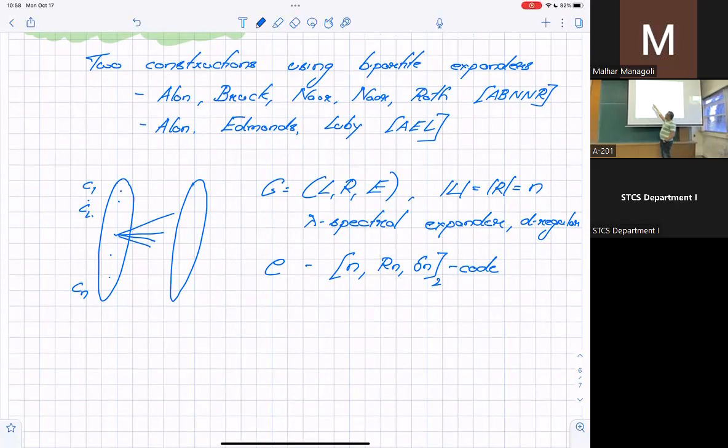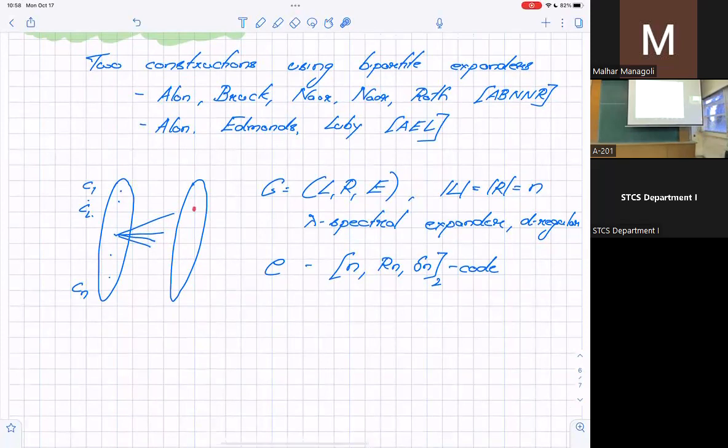So give me a code word from this code, and I will produce a code word from the code that I want to construct. How is that going to be? First, you give me a code word, and you label all the left endpoints with this code word. Now just push these symbols along the edges to the other side. A particular symbol here gets pushed along this edge, this edge, this edge, along all of the edges.